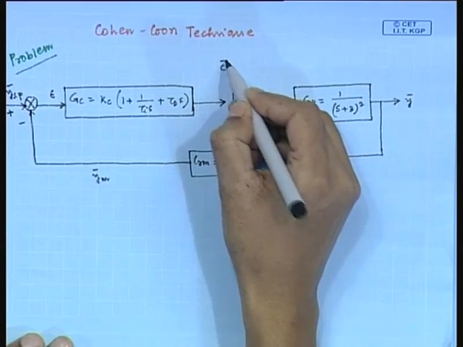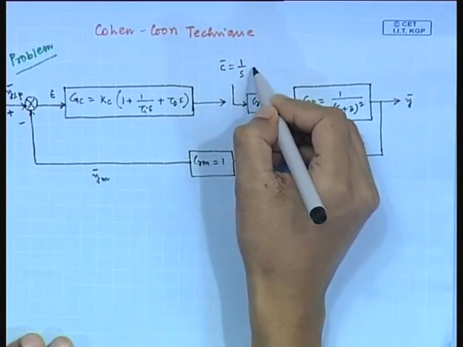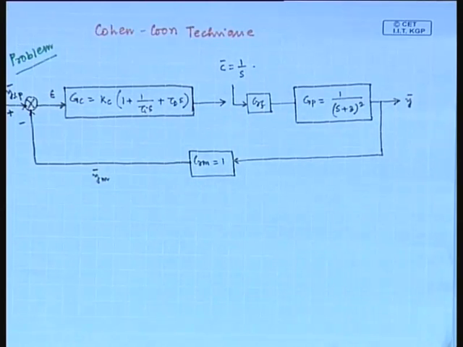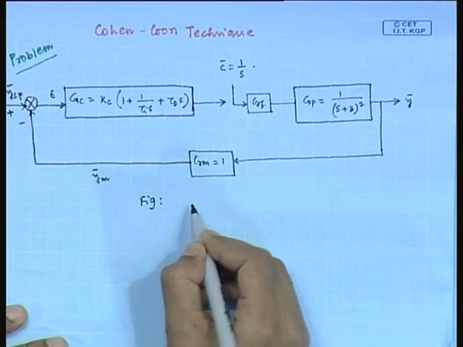Suppose a unit step change is introduced in the controller output signal, that is, the input signal to the final control element. So, this is the process.